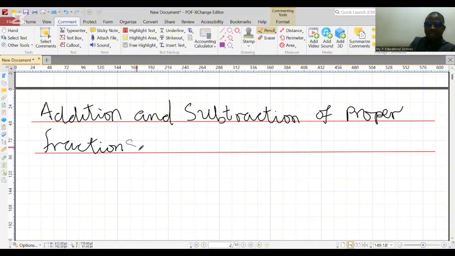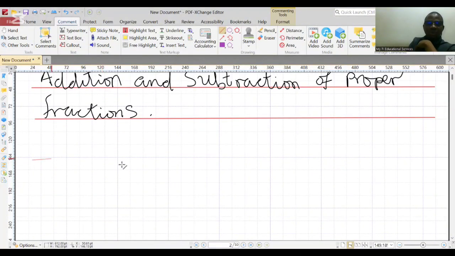At the end of this lesson, you should be able to add and subtract proper fractions with the same and different denominators. So let's take a look at one or two examples. I told you earlier on that proper fractions usually have a smaller numerator than denominator. Look at this example here.